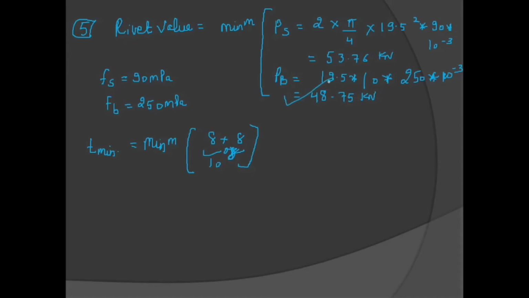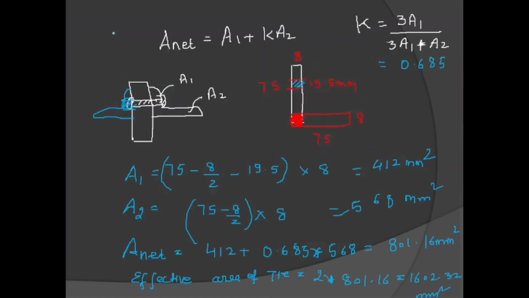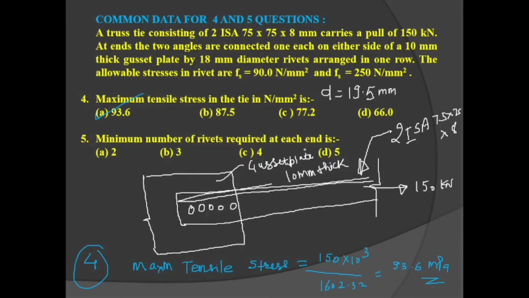Rivet value is okay. Now number of rivets required, N: applied force is 150 kilonewton and force shared by each rivet is 48.75. So minimum number of rivets is 3.077. Round off to 4. So my dear student, this is our question number 5, in which we have to calculate the number of rivets. So our answer C is correct. So here we have to make the diagram with 4 rivets.